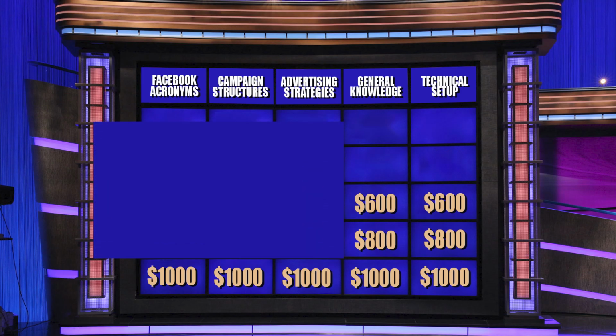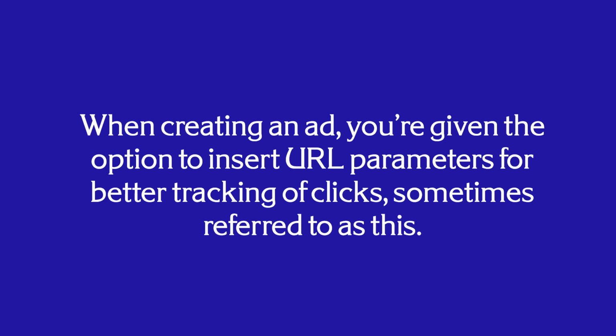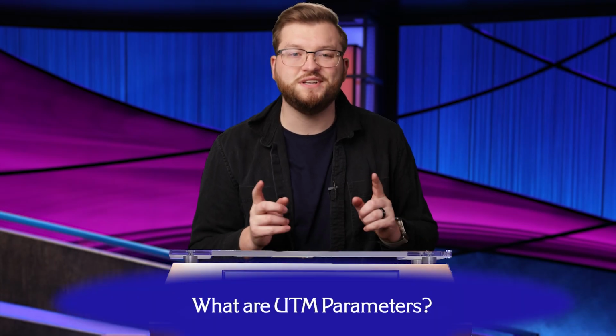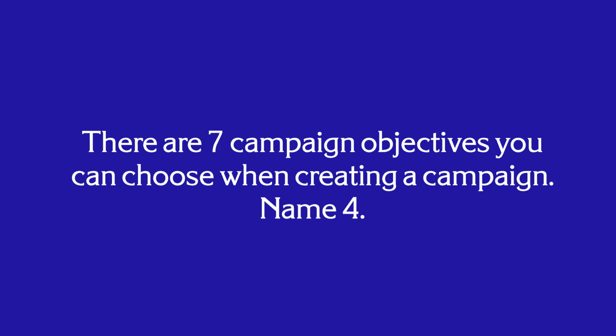Here comes Facebook acronyms. When creating an ad, you're given the option to insert URL parameters for better tracking of clicks, sometimes referred to as this. What are UTM parameters? Here's the second clue of the 600-point round. It's campaign structures. There are 7 campaign objectives that you can choose when creating a campaign. Name 4.